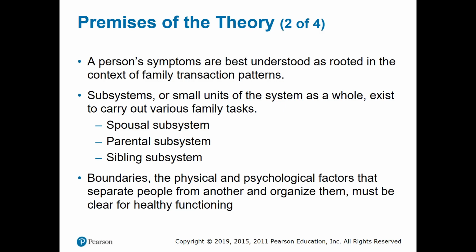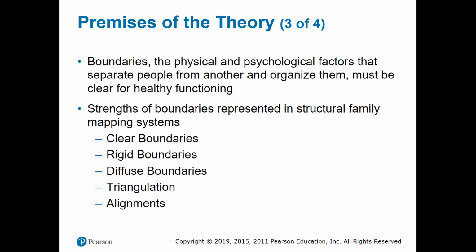Subsystems, or small units of the system as a whole, exist to carry out various family tasks. Spousal subsystem, parental subsystem, sibling subsystem, they all exist here. Boundaries are the physical and psychological factors that separate people from one another and organize them. They must be clear for healthy functioning. Strengths of boundaries are represented in structural family mapping systems.